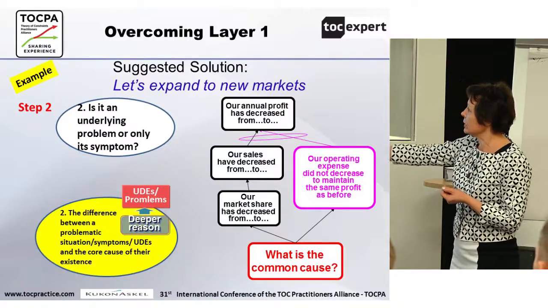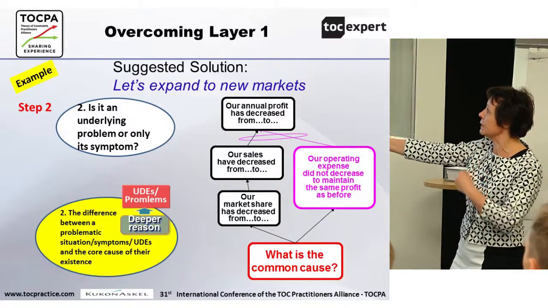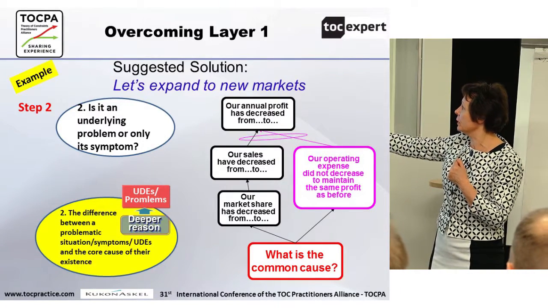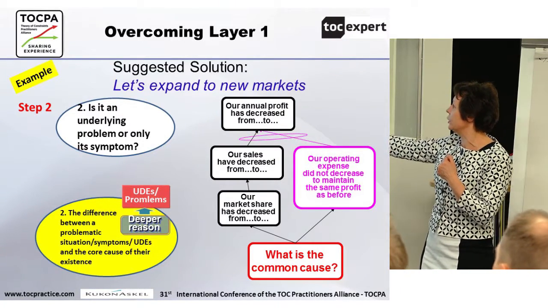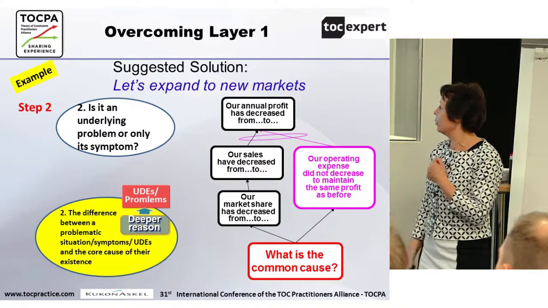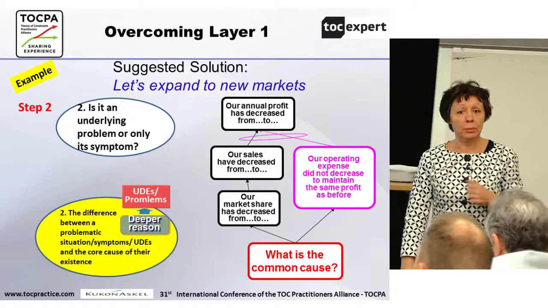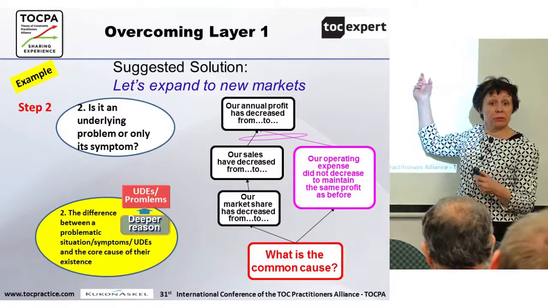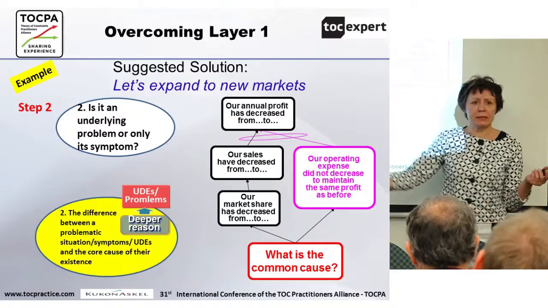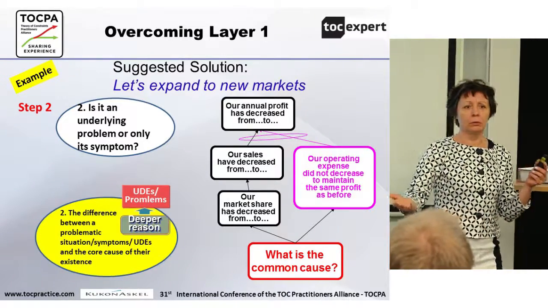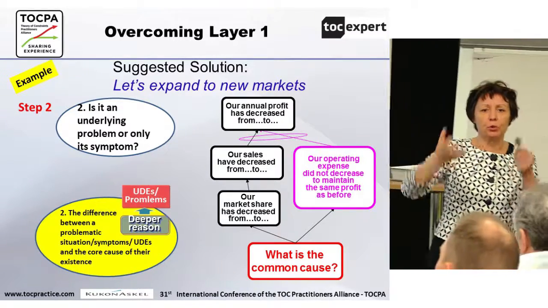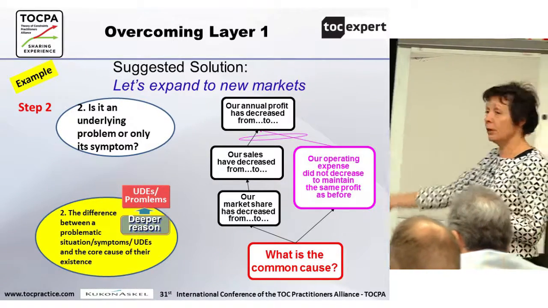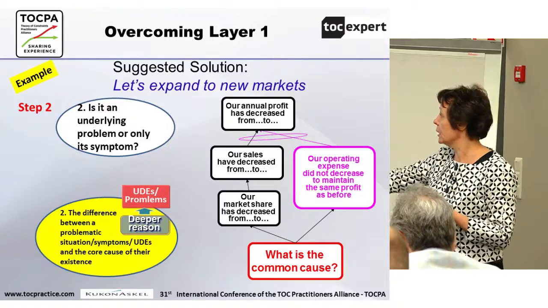But this link, our sales decreased and our annual profit has decreased, is possible only if our operating expense did not decrease. If sales decrease and operating expense stays the same, the profit will stay the same. Do you agree? There are specific conditions on which one leads to the other one, and we need to understand them. What's the common cause? This is step 2.